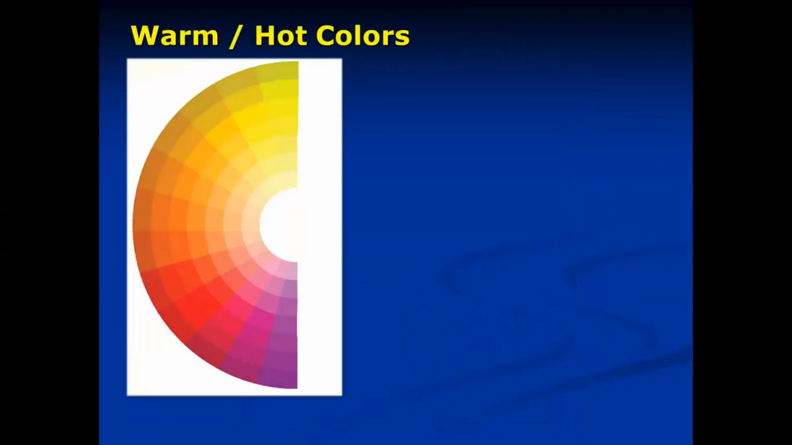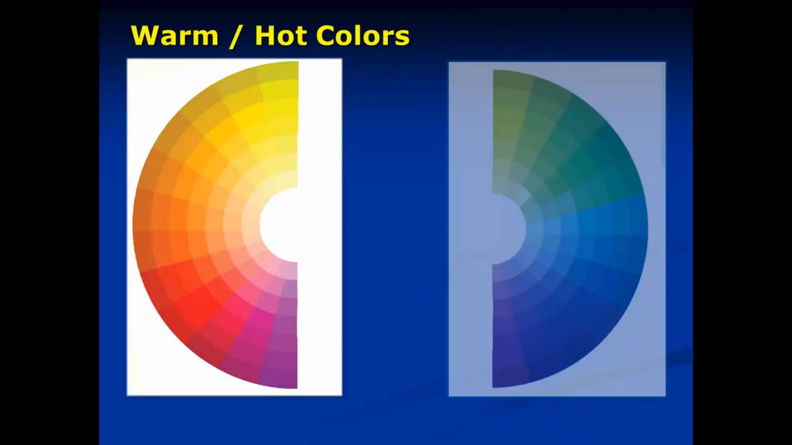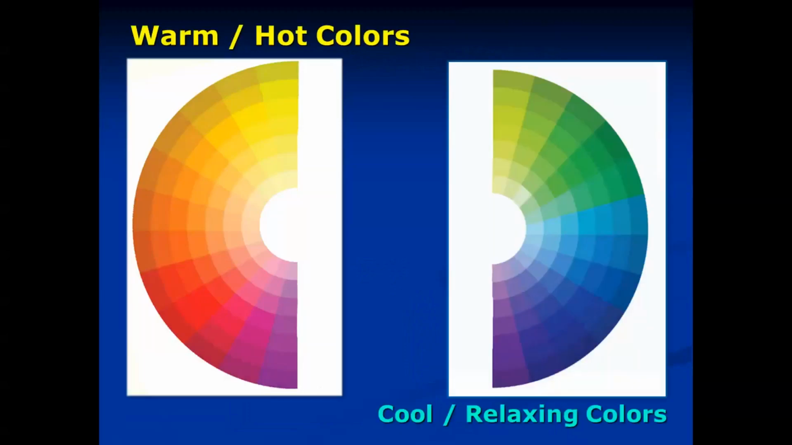warm, hot colors on one side of the color wheel. So the reds, oranges, yellows. And on the other side, we've got what they consider cool colors, cool and relaxing colors, blues, violets, greens. And you can use these to your advantage when you're creating or remodeling a landscape.